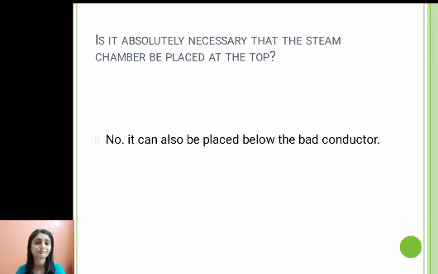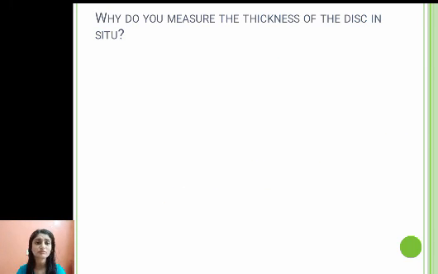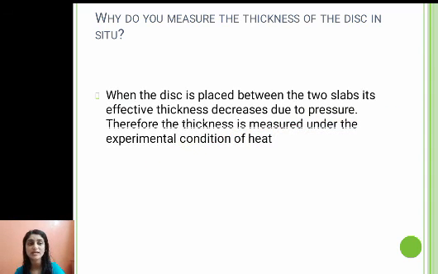Now, is it absolutely necessary that the steam chamber be placed at the top? No, it can also be placed below the bad conductor. So you have a choice. Second is, why do you measure the thickness of the disc in situ? If you have done this experiment, to get accurate results, the disc thickness is measured in situ. When the disc is placed between the two slabs, its effective thickness decreases due to pressure, and therefore the thickness is measured under the experimental condition of heat. Okay, so that is for accuracy.